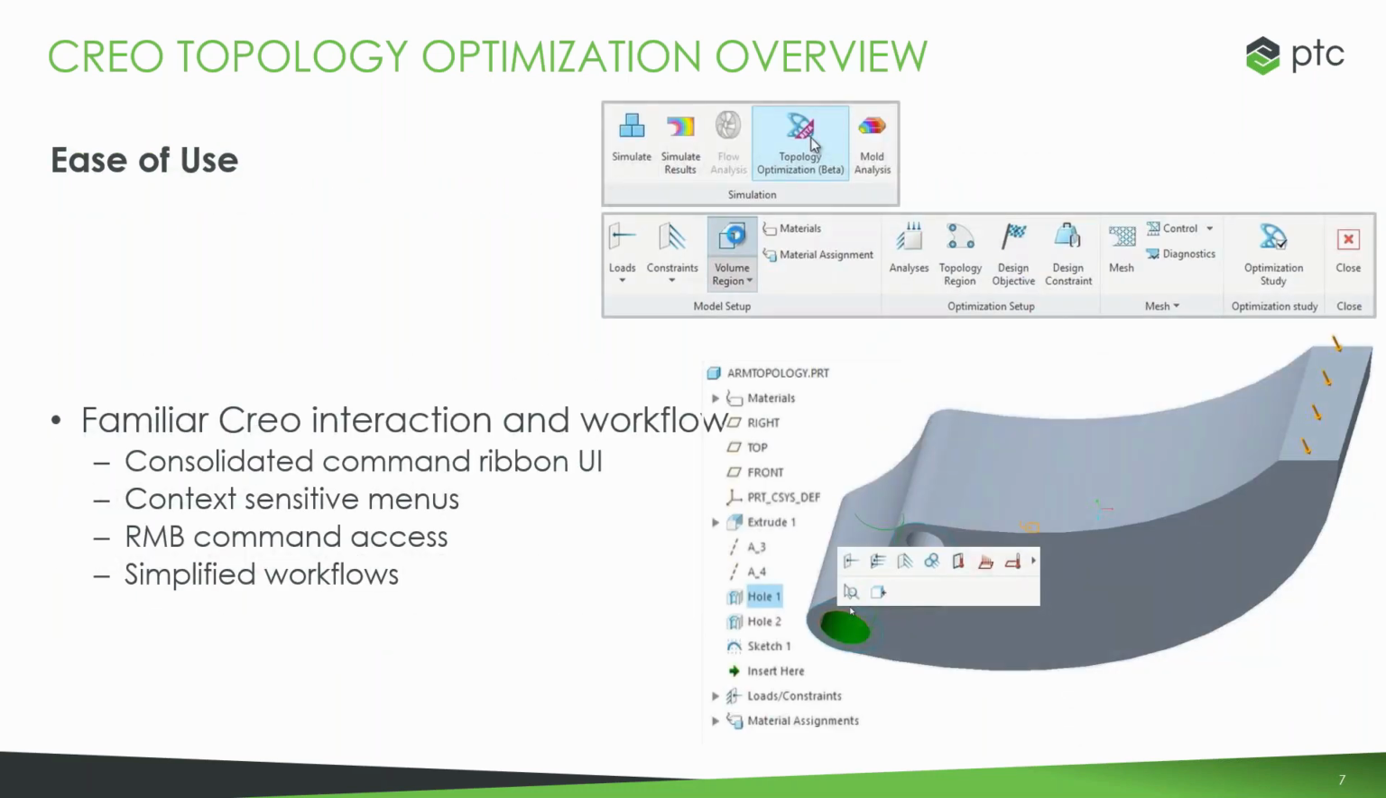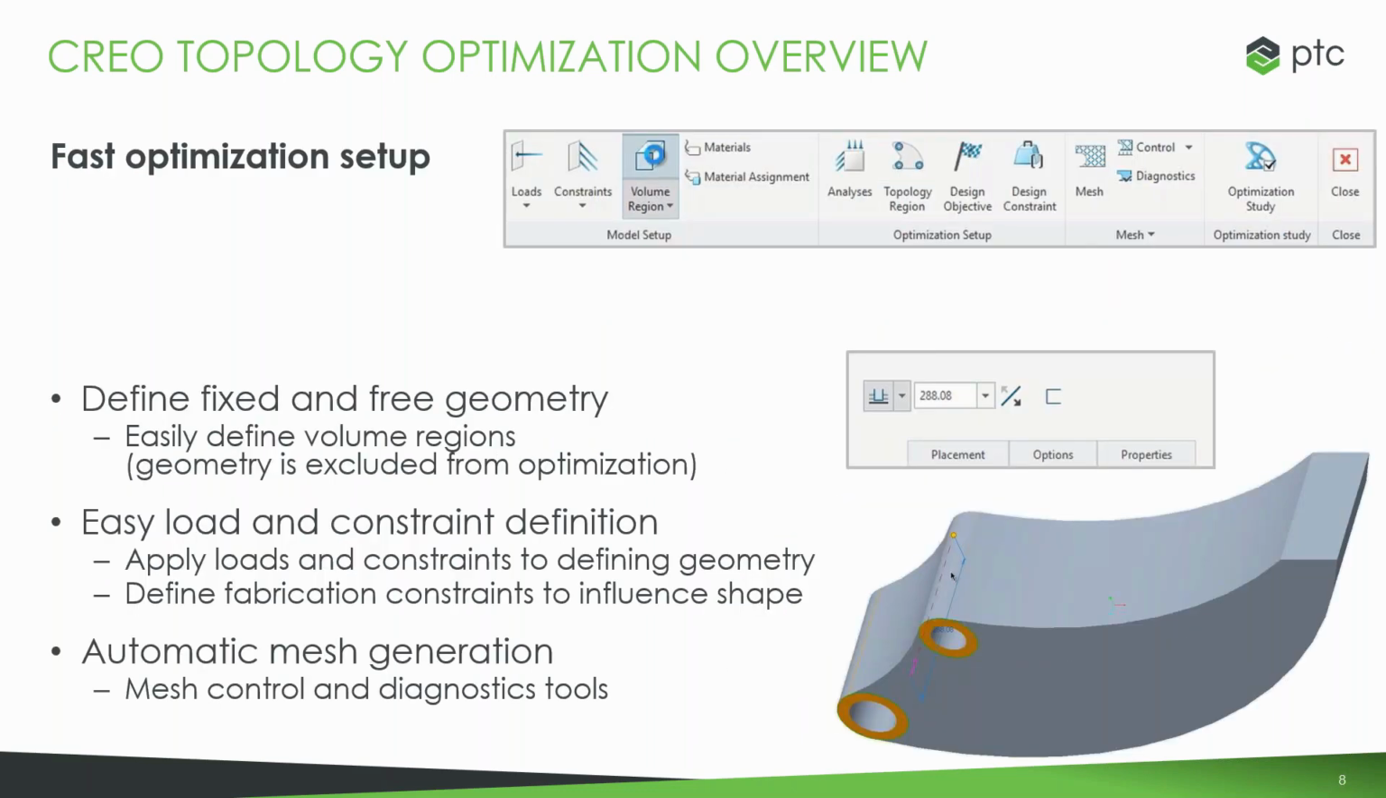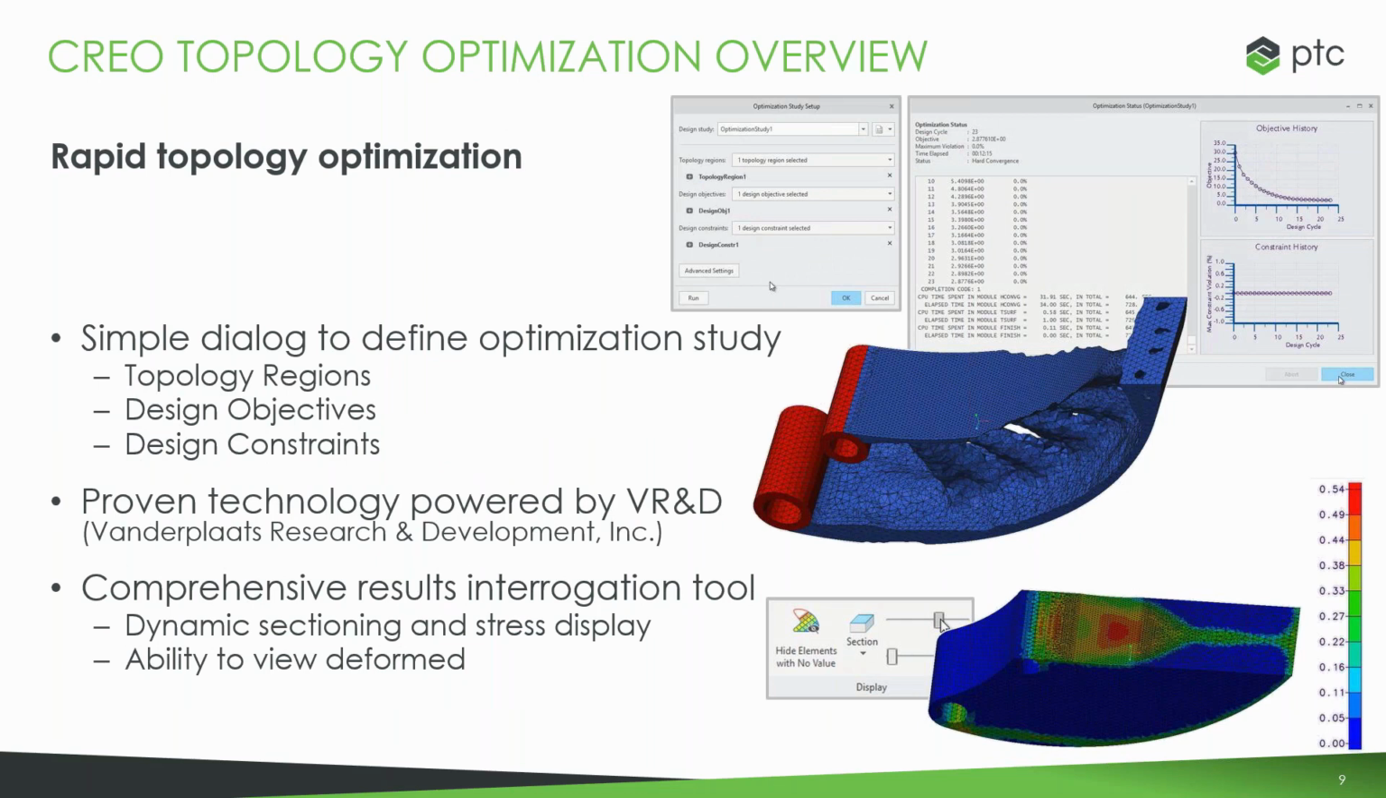So again, ease of use, right inside the ribbon, okay? Right mouse button all around there. It's from left to right: loads, constraints, which allows you to use volume regions, which is great. And then you set up all your topology setup, okay? You can apply your loads, apply your constraints, and mesh is automatic. And then you do your topology regions, your design objectives, and your design constraints.